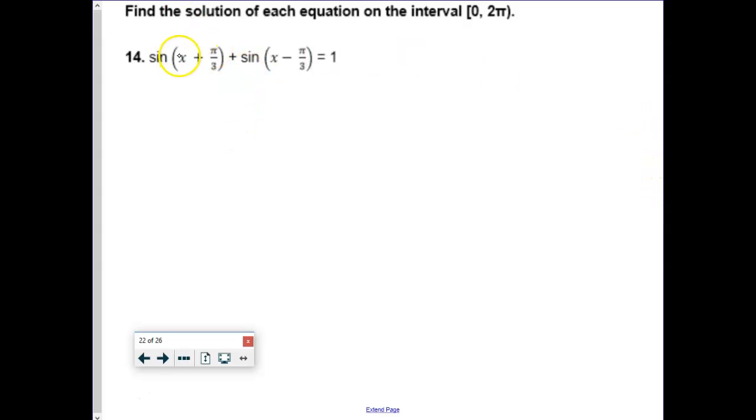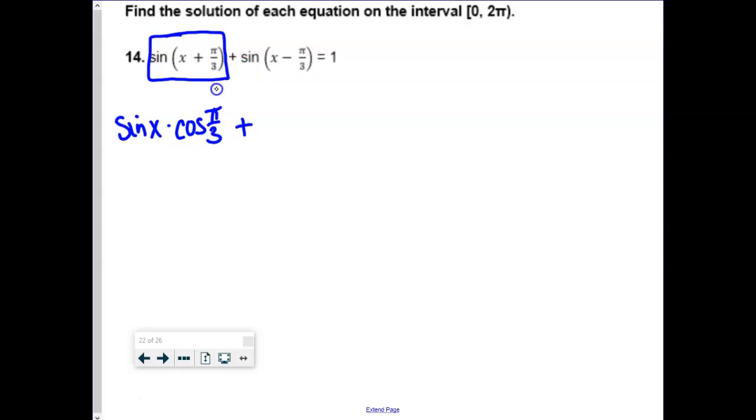Look at this. It looks a lot like number 11. Let's see what we can do. You've got sine of something plus something. When I'm expanding sine out, the chant that we're going to practice in a minute is sine, cosine, cosine, sine. So that goes sine of the first, cosine of the second, keep the sine, plus sine, cosine, cosine, sine.